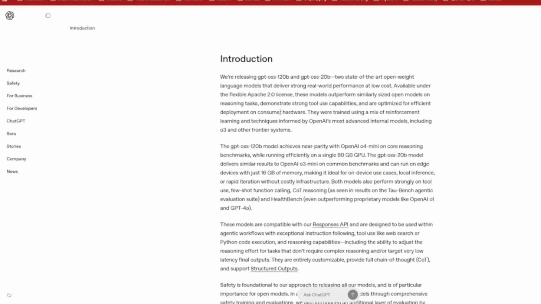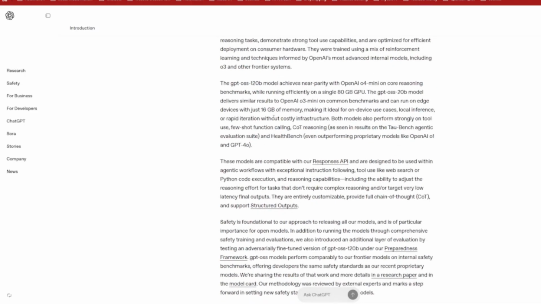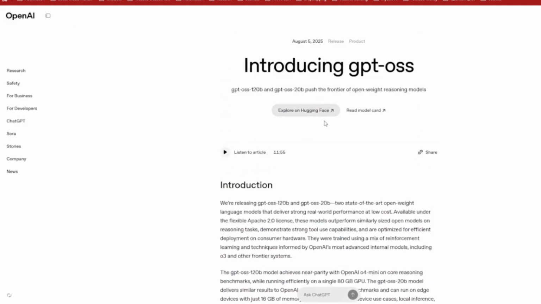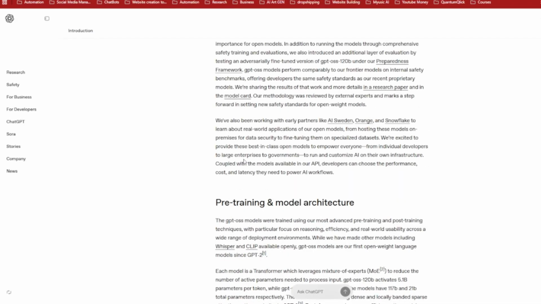And they're saying they demonstrate strong tool-use capabilities and are efficient for deployment on consumer hardware. By consumer hardware, of course, they mean 16 GB of memory. Most people are not able to have this kind of computers that have 16 GB memory. So if you want to use it, you can go to GitHub, and they also have their own playground, which I'll post in the description down below.